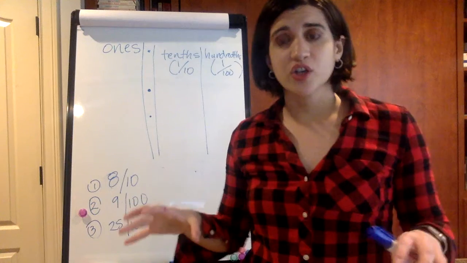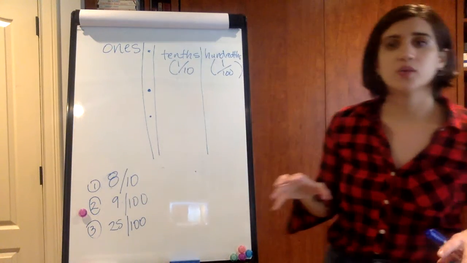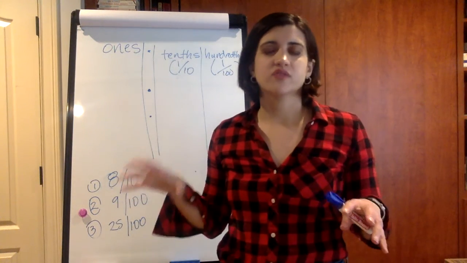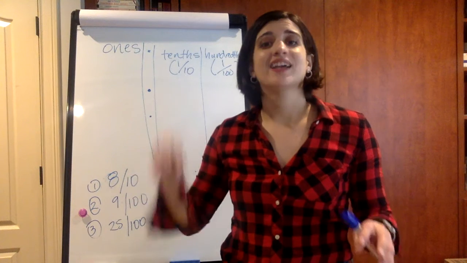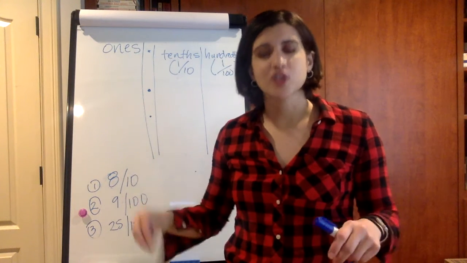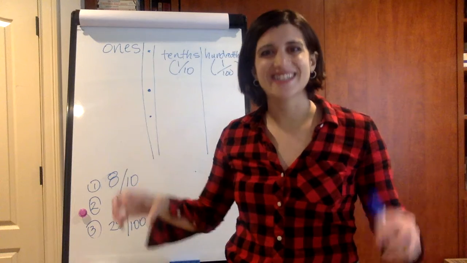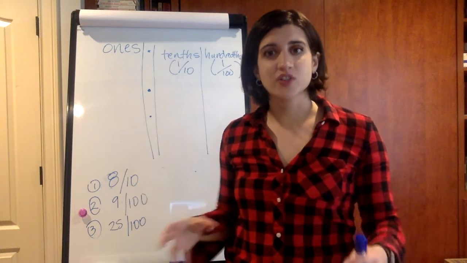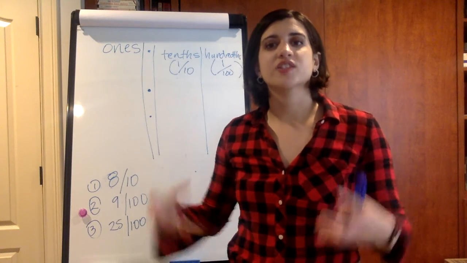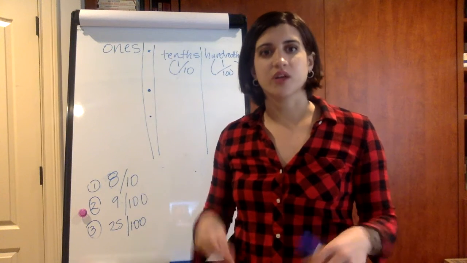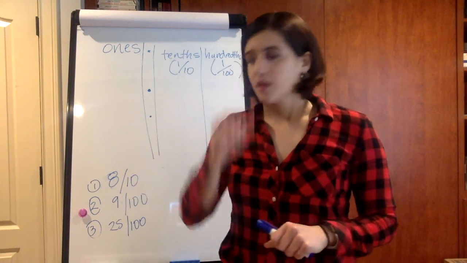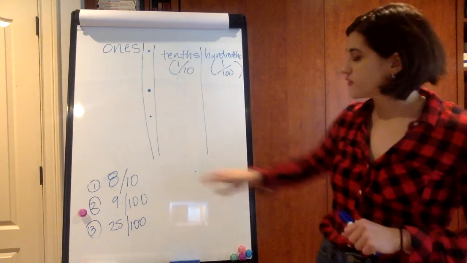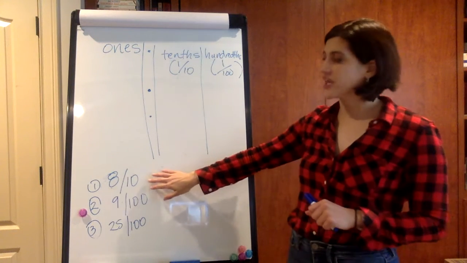So the place value chart, especially when we're starting to get to know and get more comfortable with fractions and decimals, is very, very, very helpful. Trust me, I know this. Use it. Use it to your advantage. Use it to better understand it. Use it to practice until you're more comfortable with decimals. So the first fraction here is 8/10.